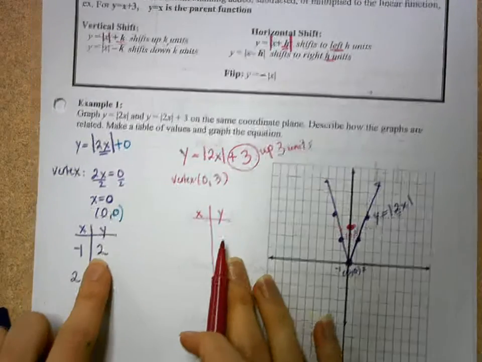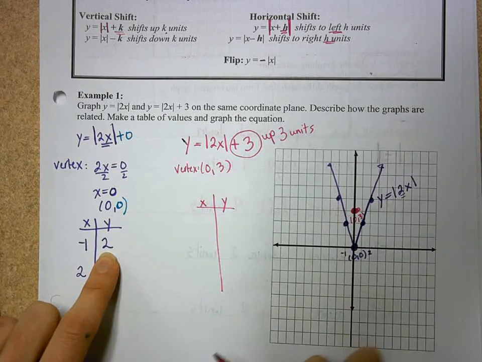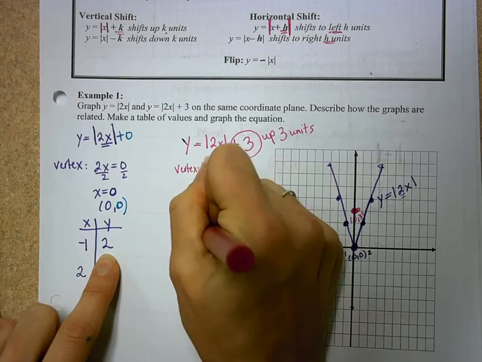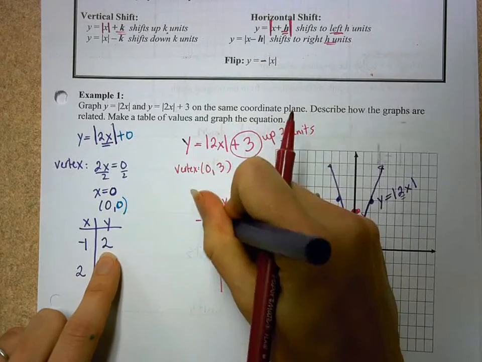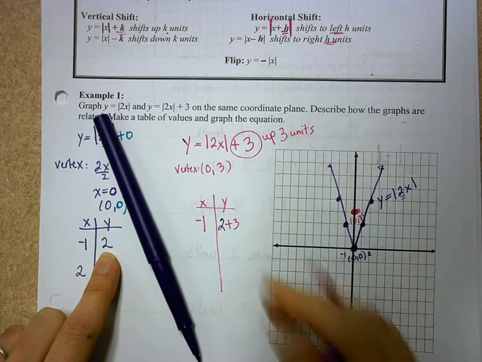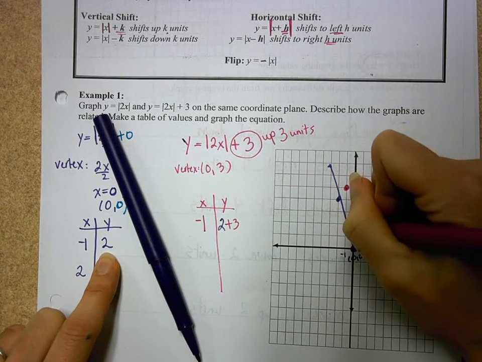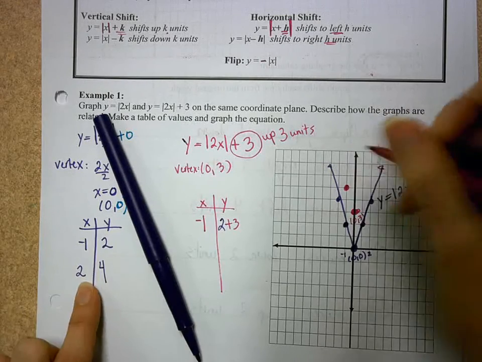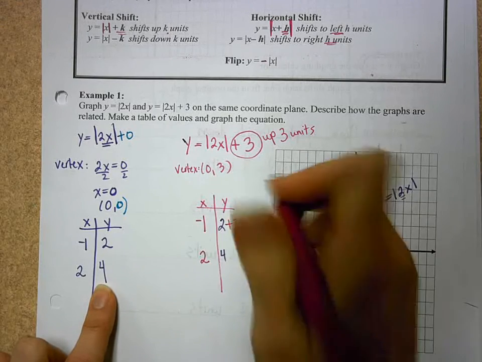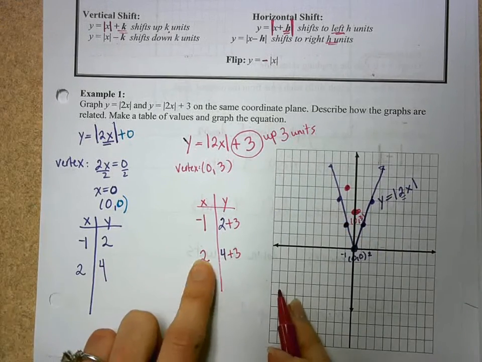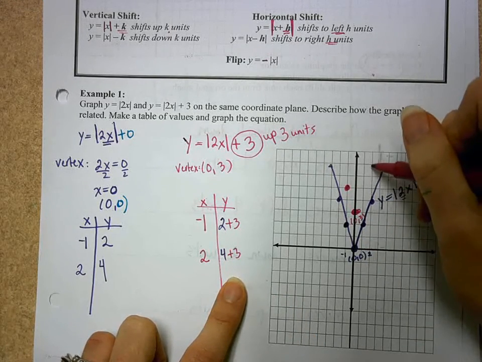All of these points, I'm going to add 3 to the y because every point goes up 3 units. So if I have -1, I could plug it into the function or just see that it's going to be 2 plus 3. So I'm going to have -1 up 1, 2, 3, 4, 5. Every point goes up 3 units. This point 2, 4 plus 3 is now at 2, 7. 2 up 1, 2, 3, 4, 5, 6, 7.